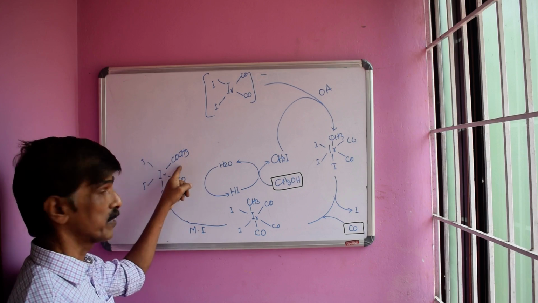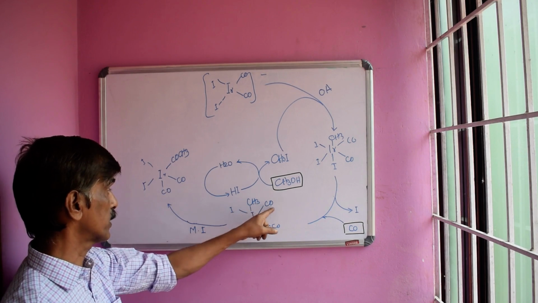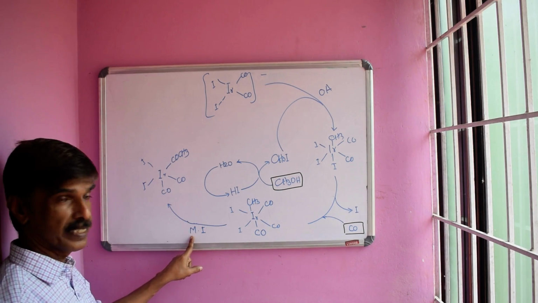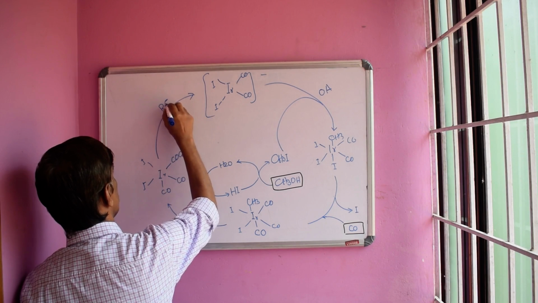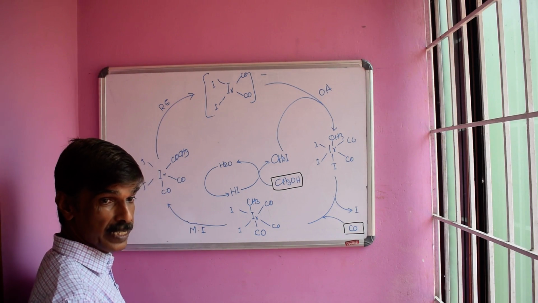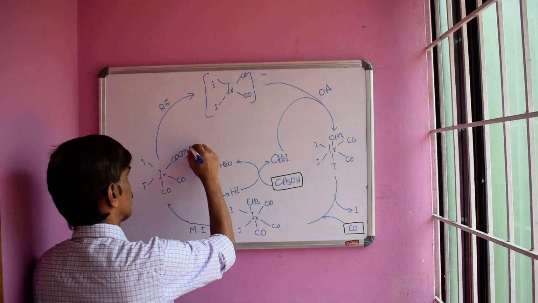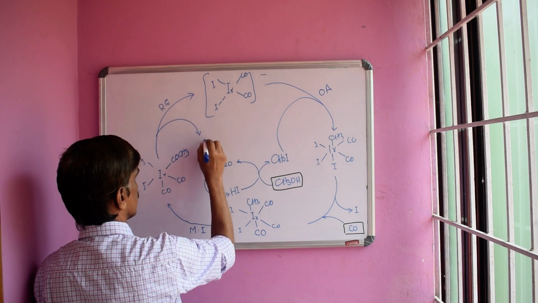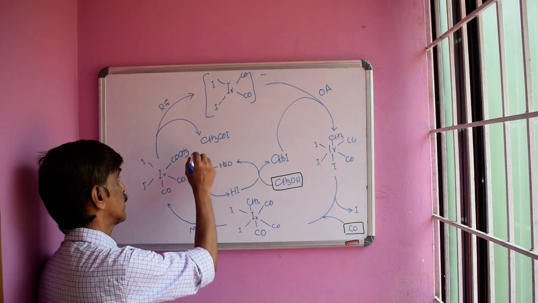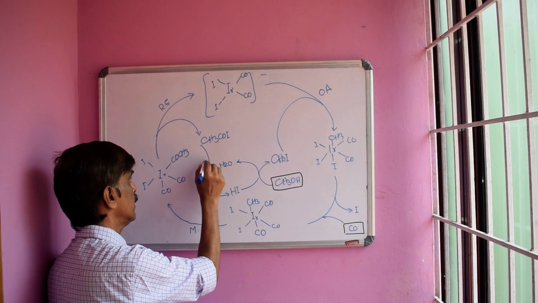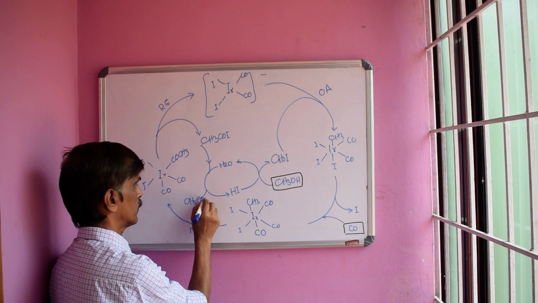The 5-coordinate complex is formed, the acetyl complex. The methyl complex is converted to the acetyl complex by the migratory insertion. And the next stage, it undergoes reductive elimination. And here you can see that in the reductive elimination step, the CH3CO and I leave as CH3COI, which reacts with water, forming CH3COOH.